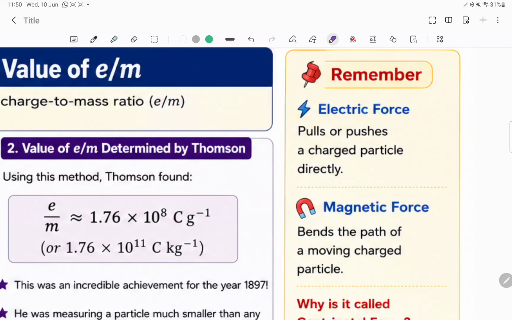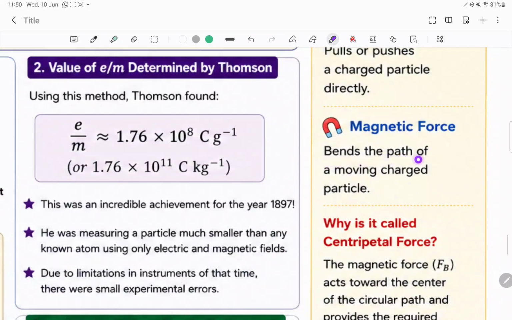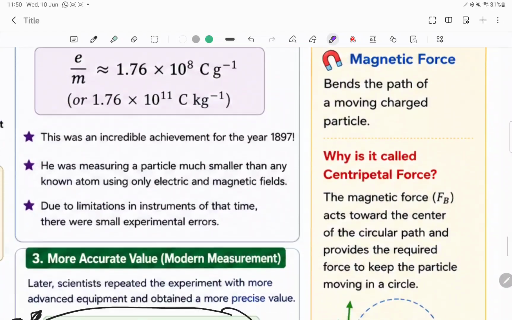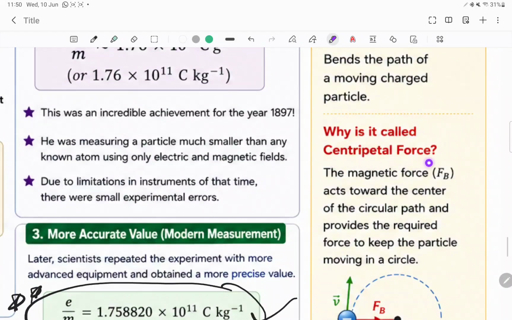Electric force pulls and pushes the charges, depending on their charge. But the magnetic field bends the path of the moving charged particles. Why is it called a centripetal force?